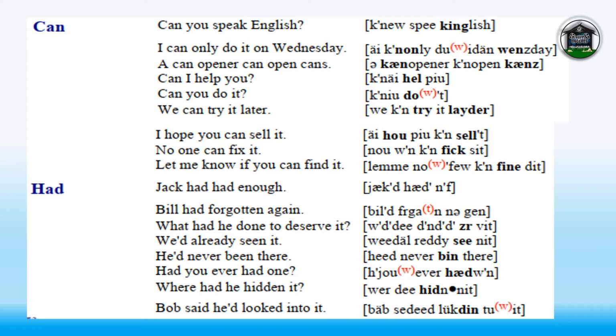Had. Jack had had enough. Bill had forgotten again. What had he done to deserve it? We'd already seen it. He'd never been there.